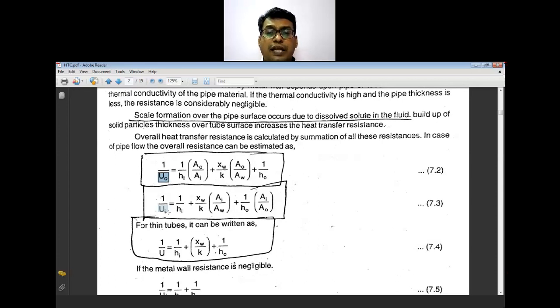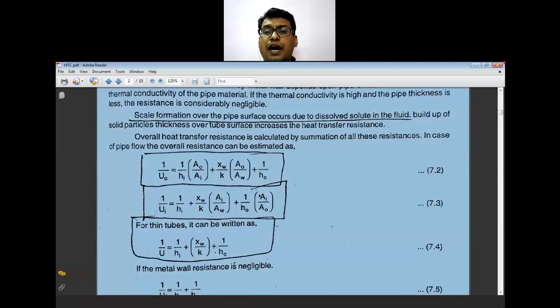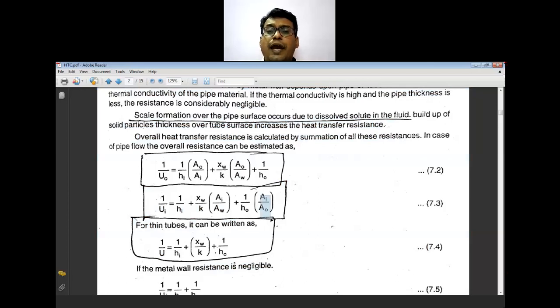Similarly, when you calculate for the UI, that is the overall heat transfer coefficient based on the inside surface area, there we are going to multiply by AI upon AW and AI upon AO to the HO. So this is to be remembered.